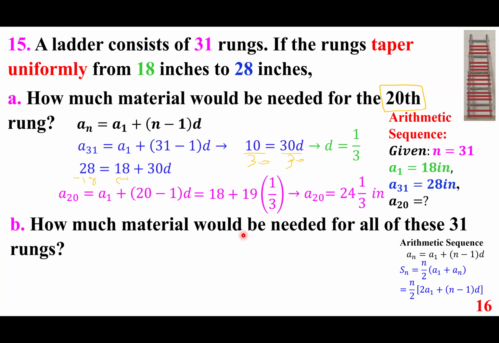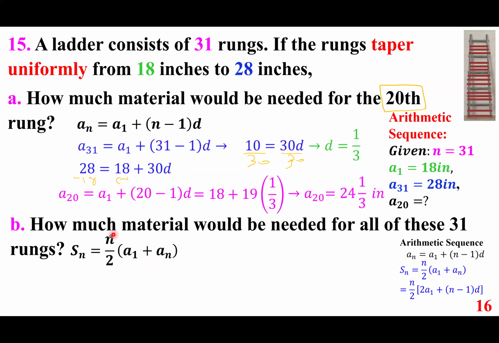How much material would be needed for all of these 31 rungs? So how much do we need? S sub n. And we have two formulas. However, since we have a sub 1 and a sub n, it's easier to use this one. This one, if we have only a sub 1 and not a sub n, is n over 2 times the bracket 2 a sub 1 plus n minus 1 times d. And this one is easier if we happen to have both of them, the first one and the last one.